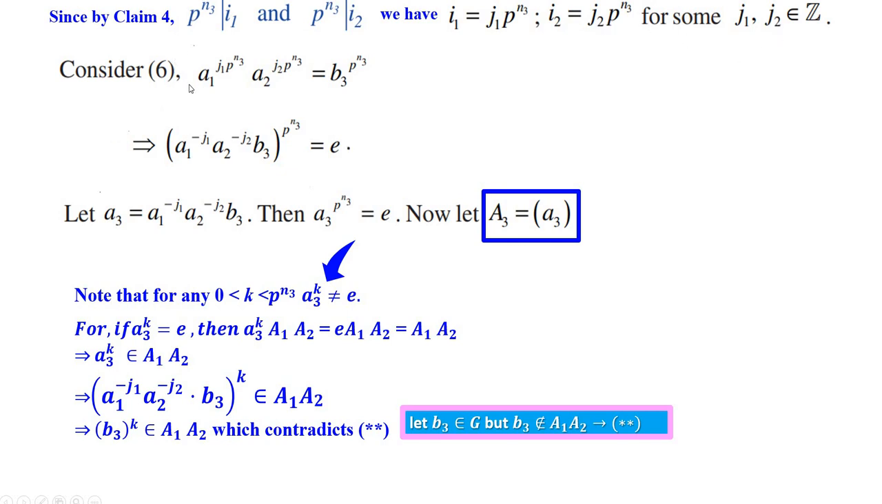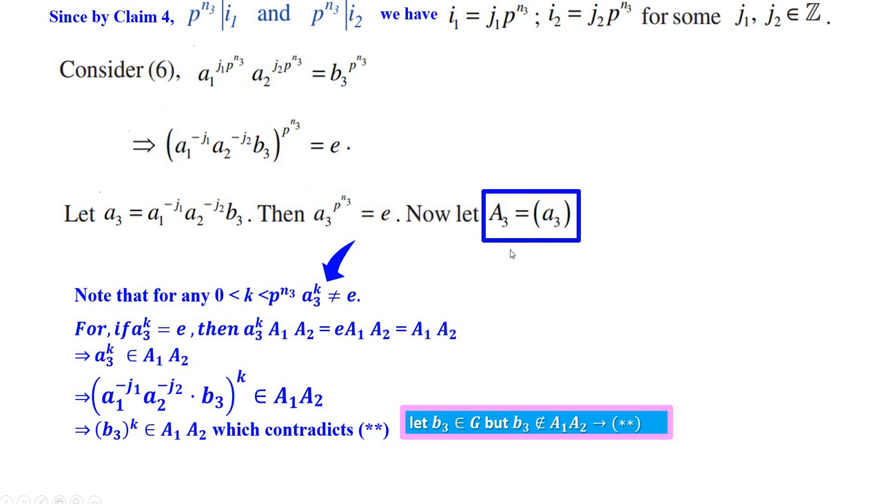Right, now we consider 6. So from that we have a1 raised to j1 p power n3, actually a1 per i1, a2 per i2. So that we rewrite because of this, we have this step, and all the p power n3 powers are grouped, so you have this. You now name the whole lot to be say a3. Then a3 raised to p power n3 is the identity element. Now you take your A3 to be the subgroup generated by small a3.